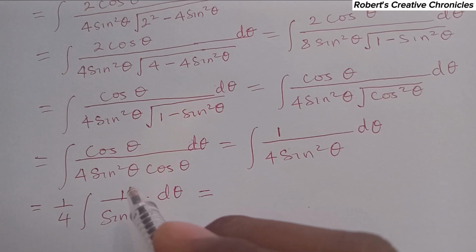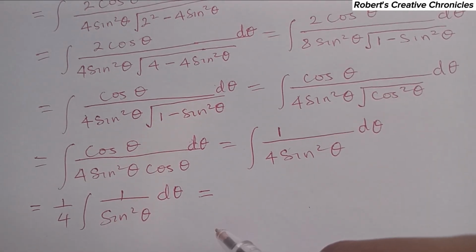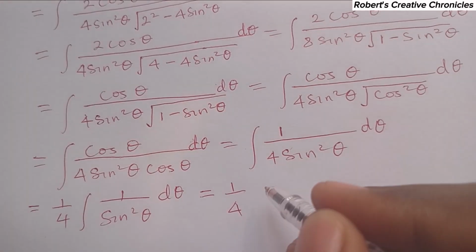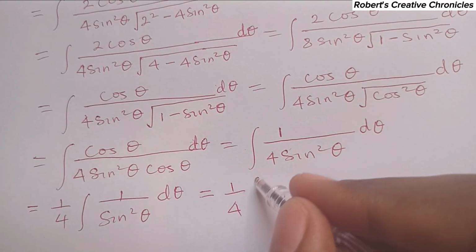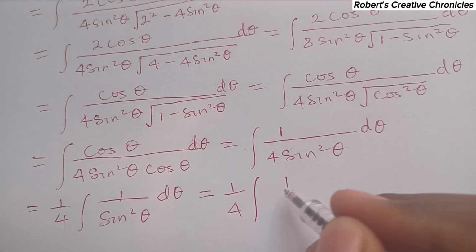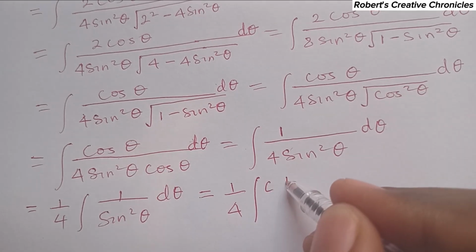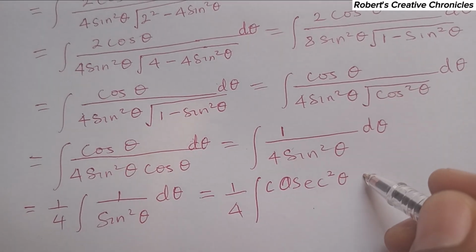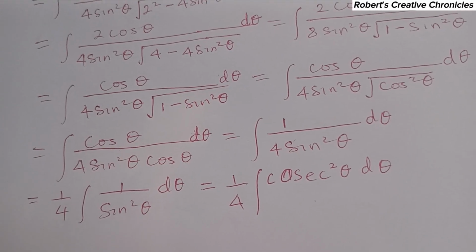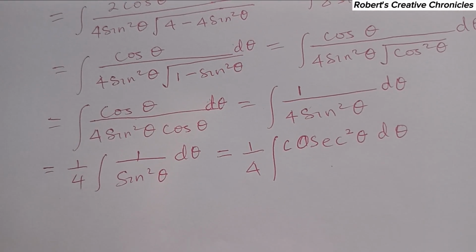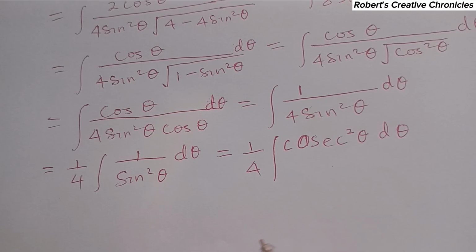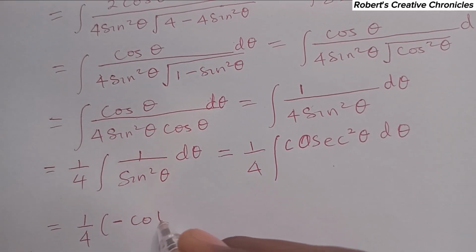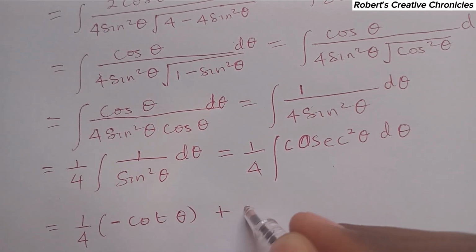So you know that 1 over sine theta is cosec theta. So 1 over sine square theta will be cosec square theta. So this will become the integral of cosec square theta d theta. What's the integral of cosec square theta? The integral of cosec square theta is negative cot theta. And this will become 1 over 4 negative cot theta plus c.